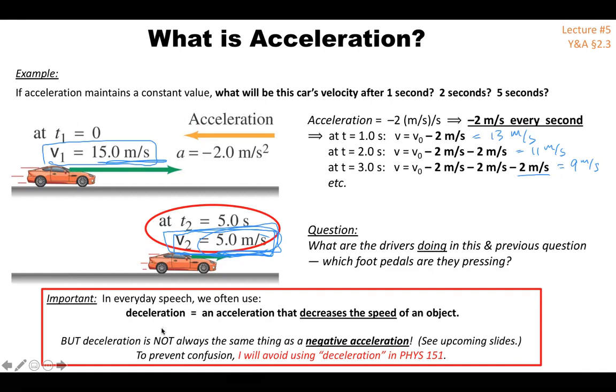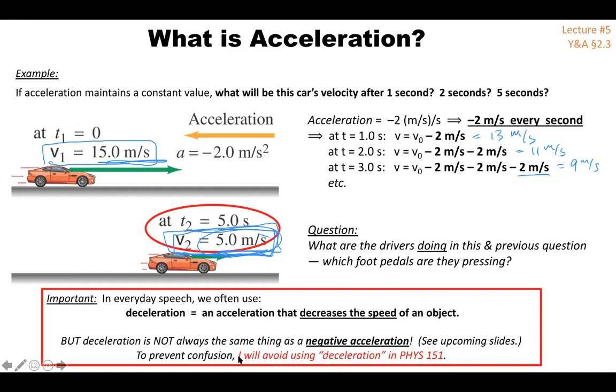All right, but we're going to find out later that from a mathematical standpoint in physics, deceleration does not always mean the same thing as a negative acceleration. In fact, that's only true if the car's velocity is in the positive x direction to begin with, then slowing down would be negative acceleration. But if the car has a negative velocity to begin with, then this is not true. Slowing down would be a positive acceleration, and we'll see some examples coming up.